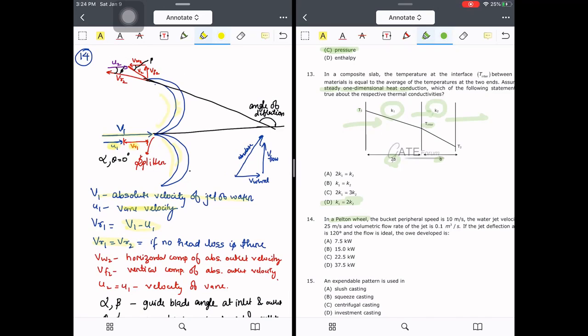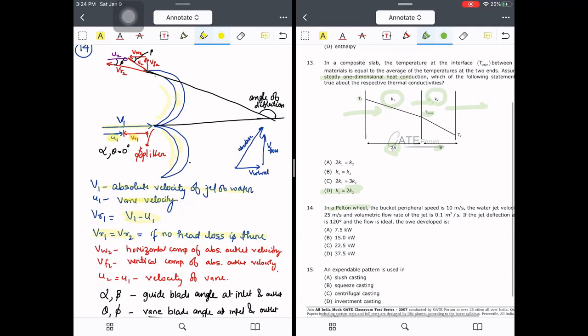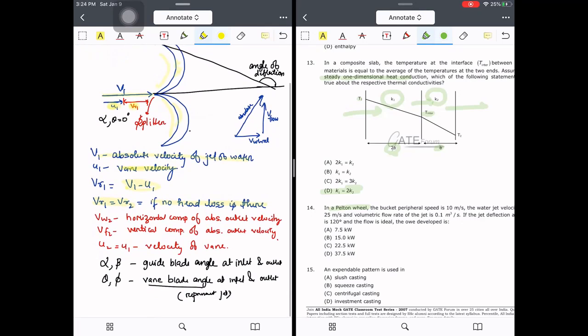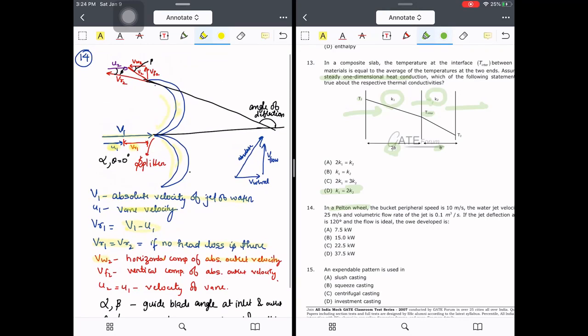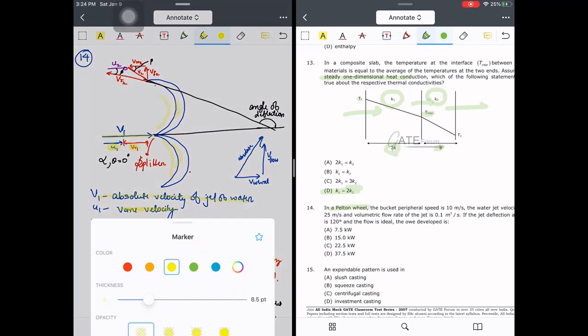So if there is no head loss, no friction acting on the blade, then VR1, the relative velocity at 1, is equal to the relative velocity at 2. Remember, I'm not explaining this particular question number 14. I will come to it later on. But before that, I want to explain how the numericals of the blade come into the picture.